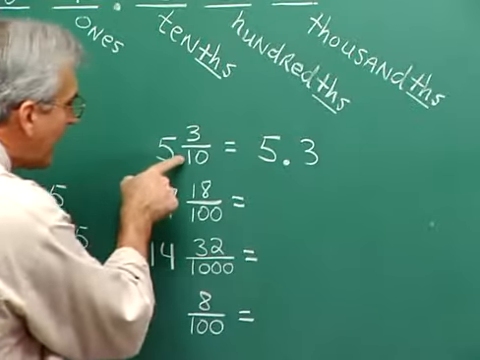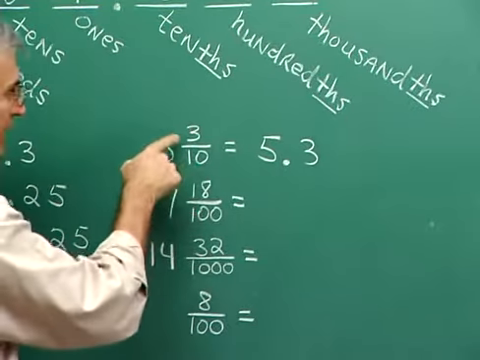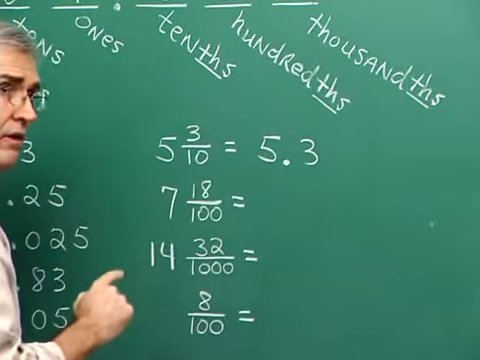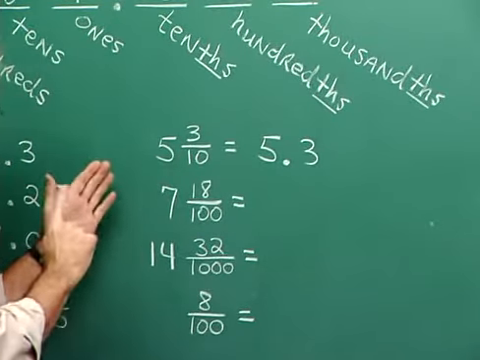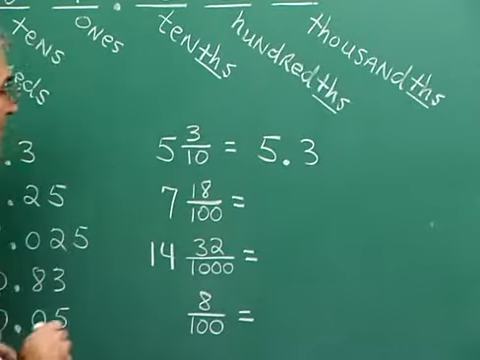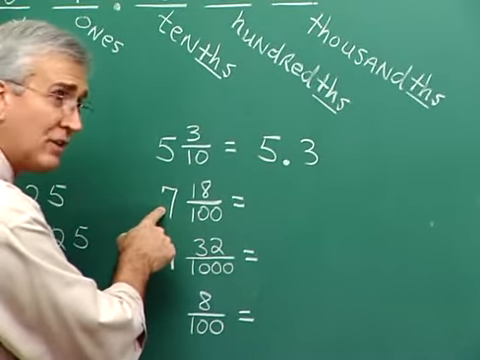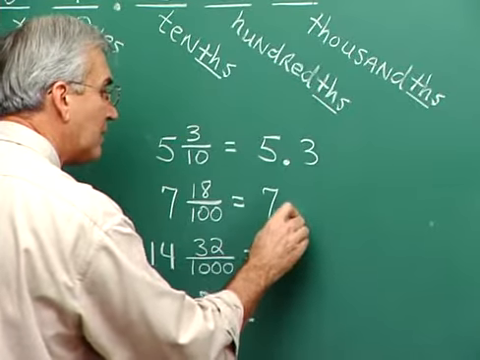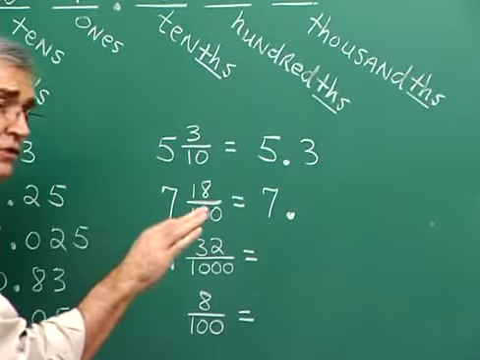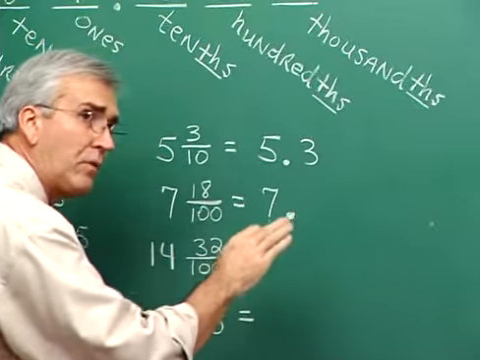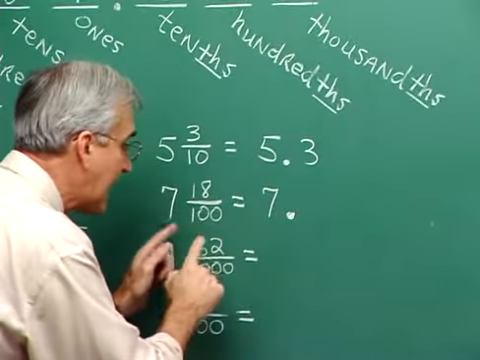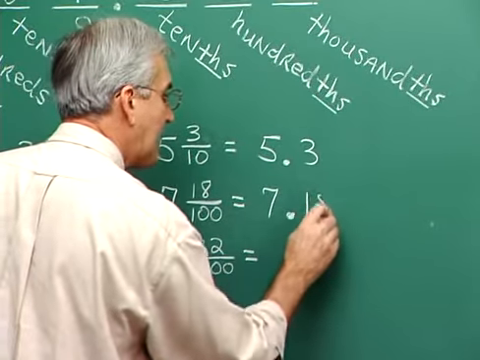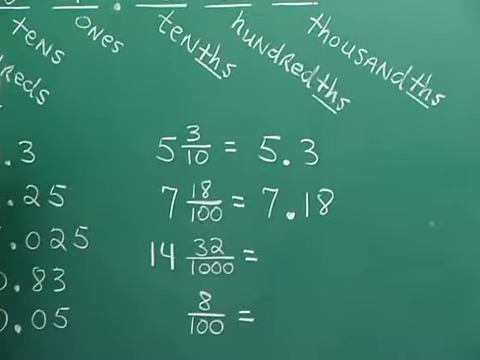Anytime the fractional part of a mixed number has a denominator of 10 or 100 or 1,000, it's pretty easy for us to convert into a decimal form. This is 7 and 18/100ths. So 7 and, you see, 18/100ths. Well, let's see, 18, and we want to write the 8 in 18 in the hundredths position. So we have 7 and 18/100ths like this.